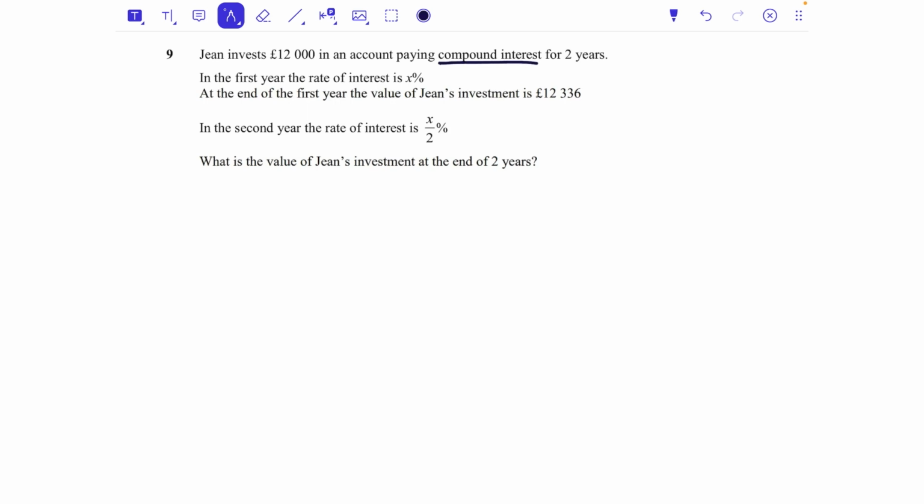So with compound interest, what we would normally do is take £12,000 and times it by whatever the interest was added on to 100%. So let's say it was 3% interest. We would do 100%, add 3%, and we would times by 1.03, and that would get us 12,336, or whatever the answer was. But in this case, we don't know what the interest is. So I'm going to say that we're just timesing by y.